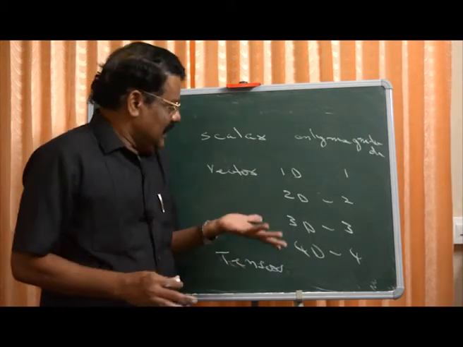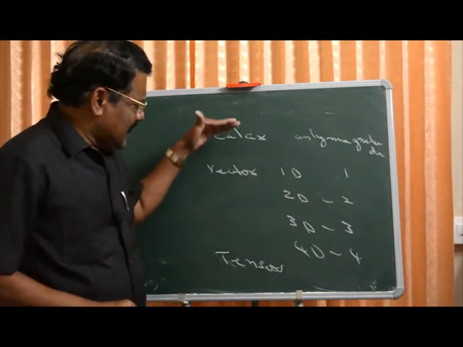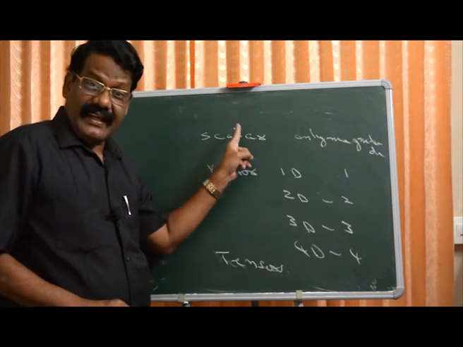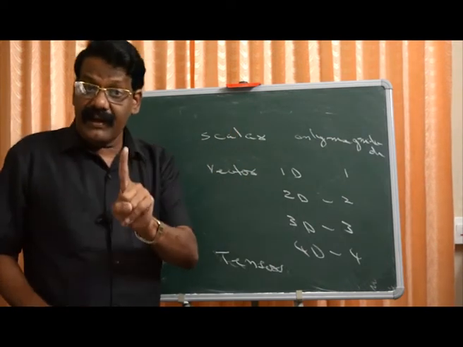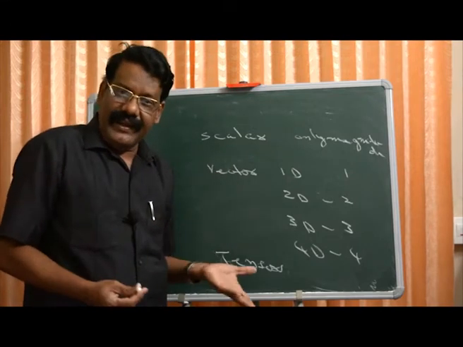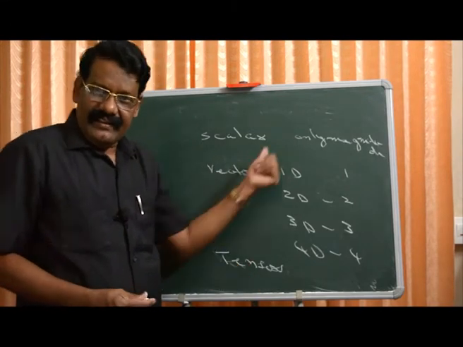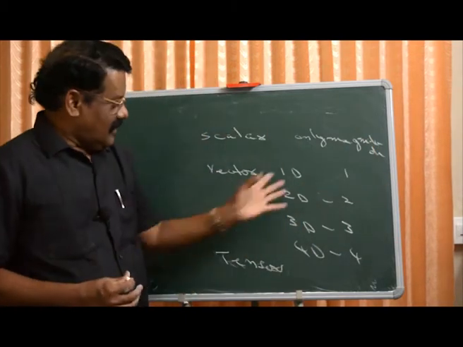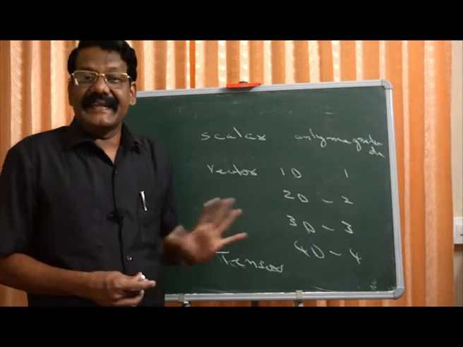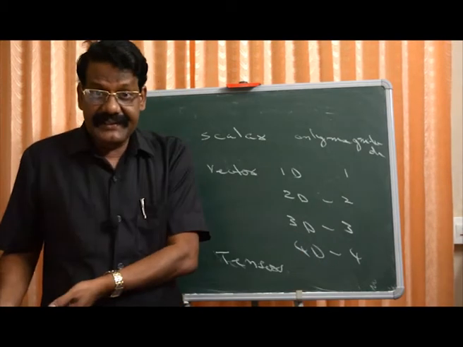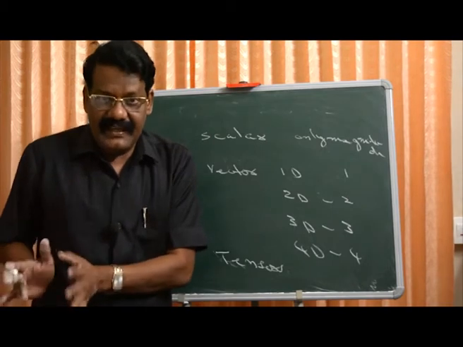This is actually the difference between a scalar, a vector, and a tensor. A scalar is a quantity having only one component in all dimensions. A vector is a quantity having the same number of components as the dimension. And a tensor always has a larger number of components than the dimensionality.